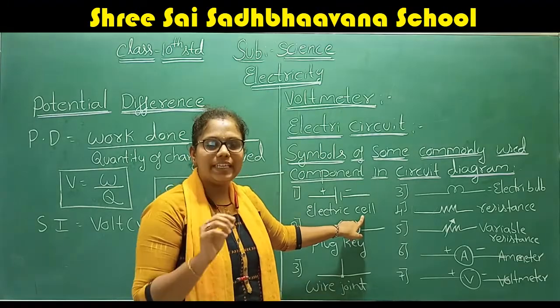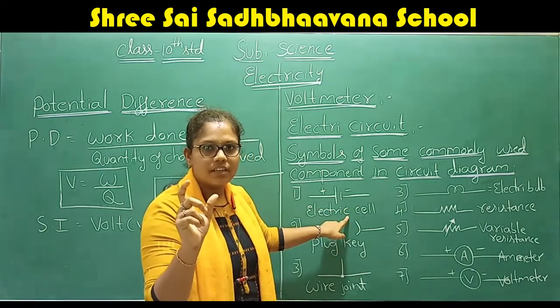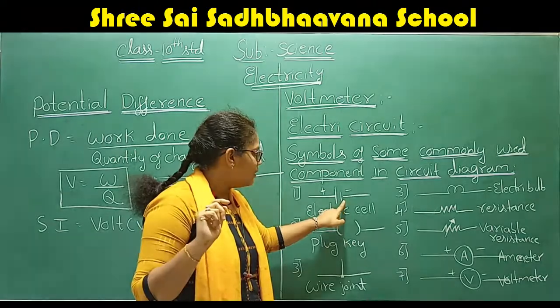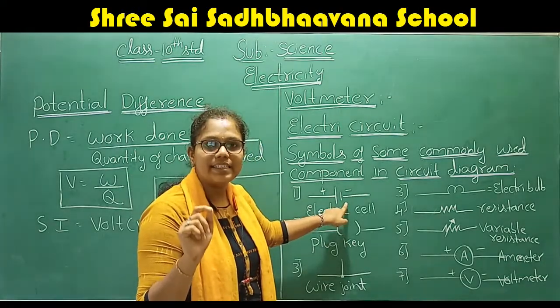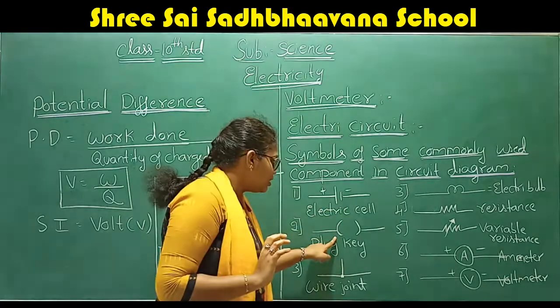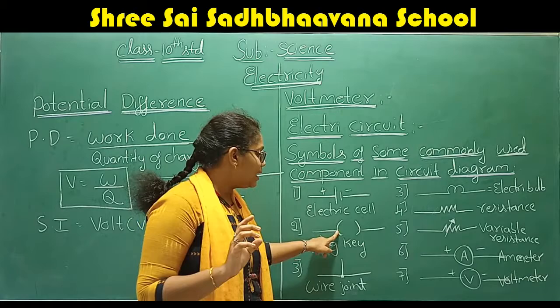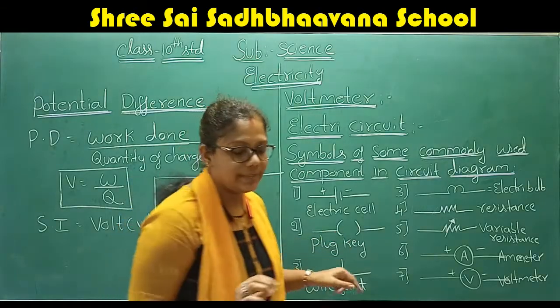This symbol indicates that there is an electric point. In the circuit, if you see this symbol anywhere, it indicates that an electric point is there. Next, this is the plug key. This symbol indicates the plug key.